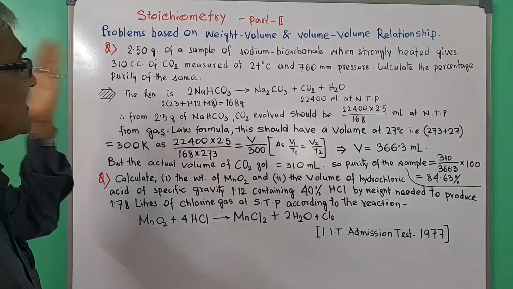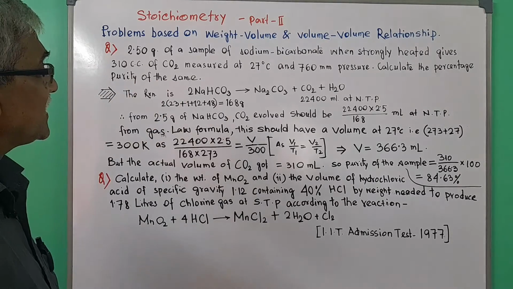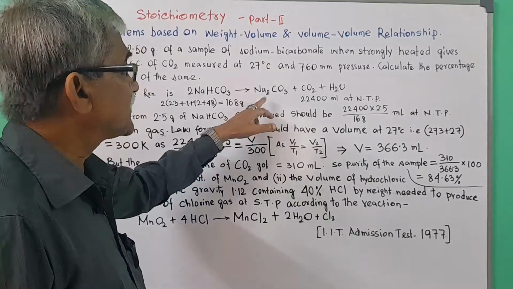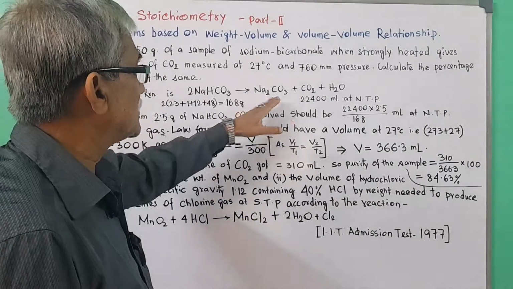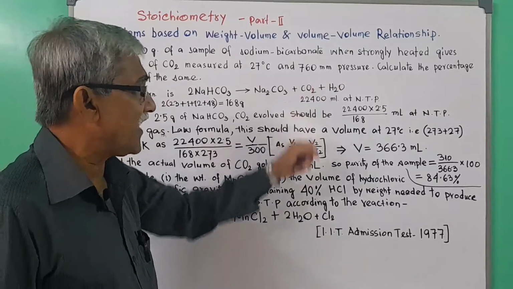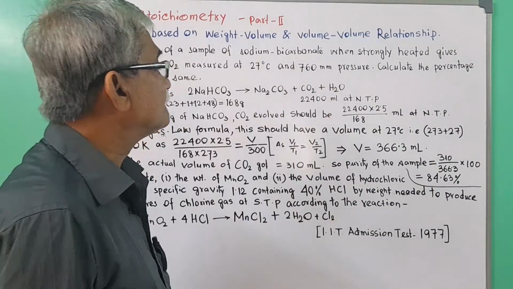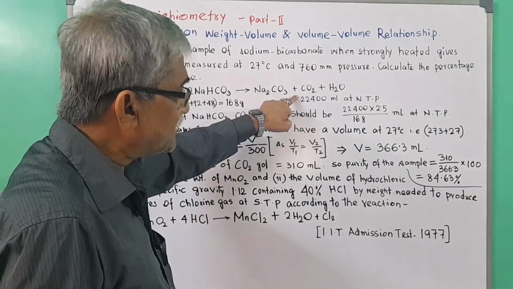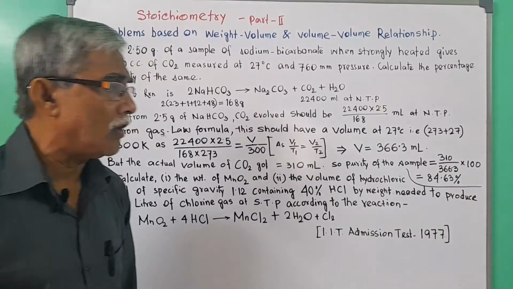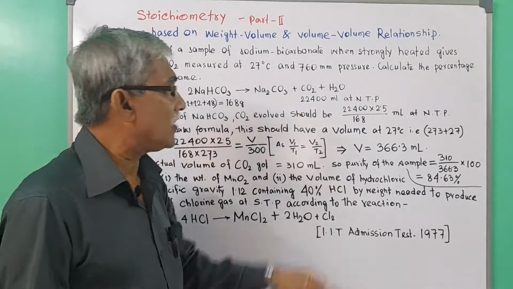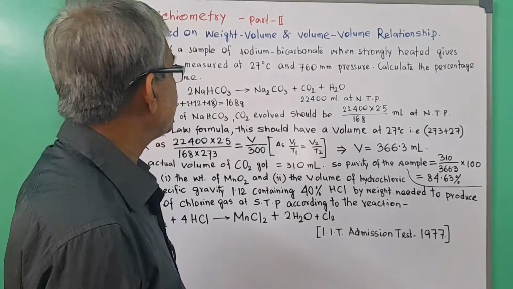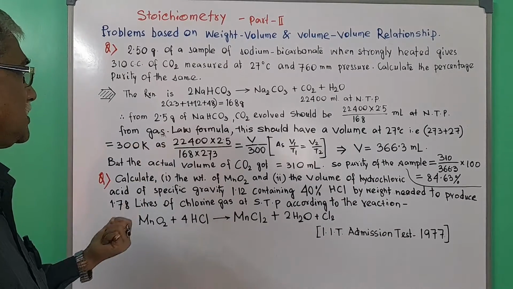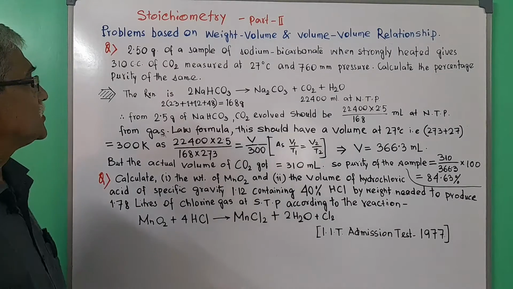So you know the reaction is 2NaHCO3, sodium bicarbonate, strongly heated, and this produces sodium carbonate Na2CO3 plus carbon dioxide in the gaseous state, and plus water. This is a vapor state. And the carbon dioxide produced, according to the concept of mole, will be 22,400 milliliter at NTP.